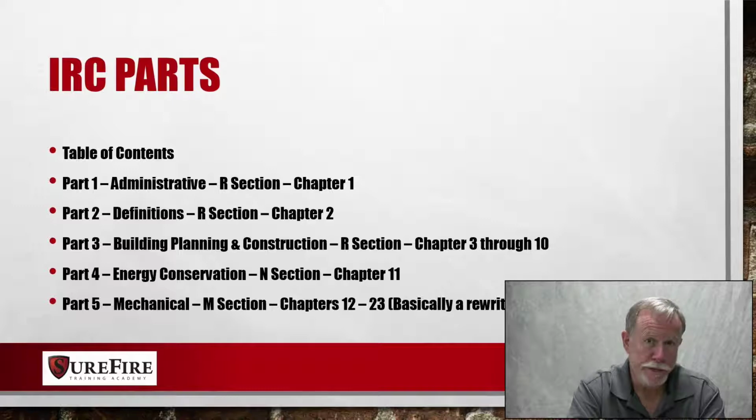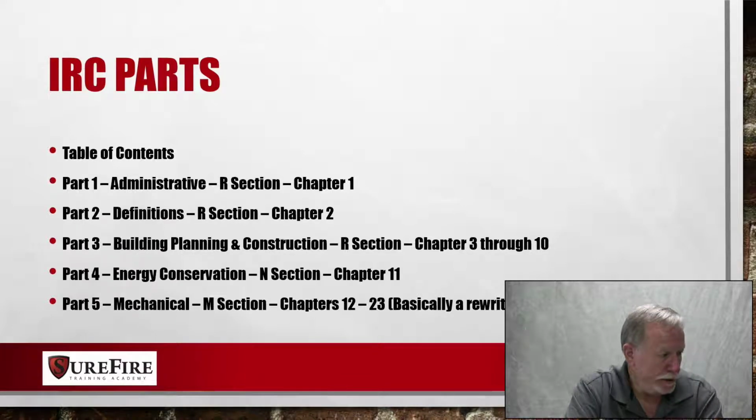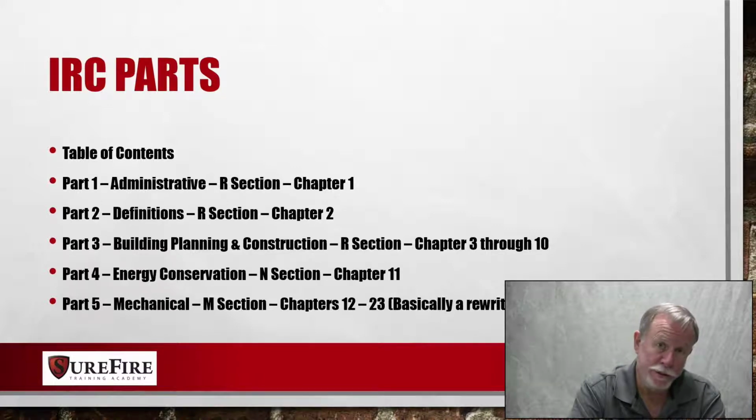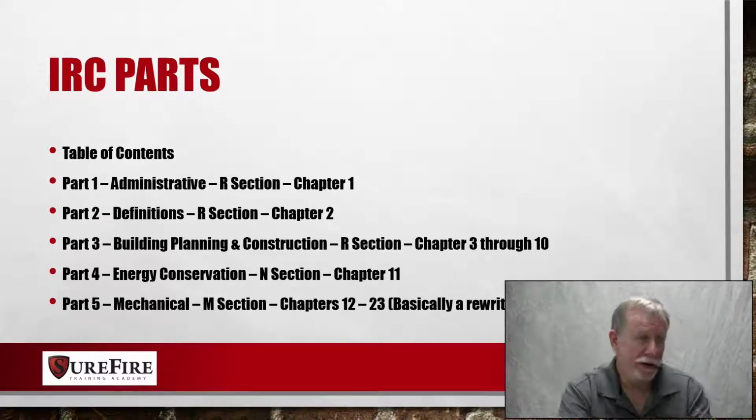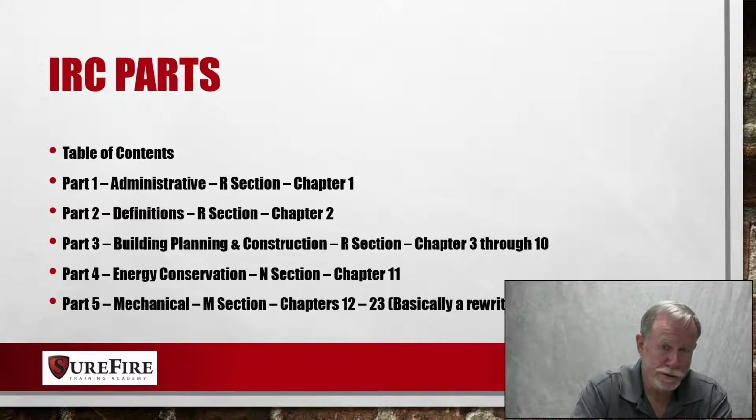Part 5 is the mechanical section, and the section numbers start with an M to designate the mechanical, and this includes chapters 12 through 23. And it's basically a rewrite of the International Mechanical Code, but the difference is they take just the sections that apply to residential construction.